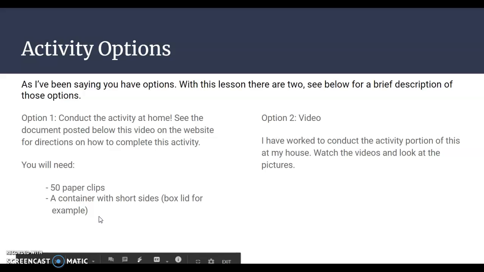And then you need a container with short sides. If you have a box lid, great. If you have the plastic, cardboard, whatever. It's just so that your paper clips don't go flying across the room. That's really the whole need for having short sides on that. So anything will do for that second part. If you don't have 50 paper clips at home, feel free to watch the video.